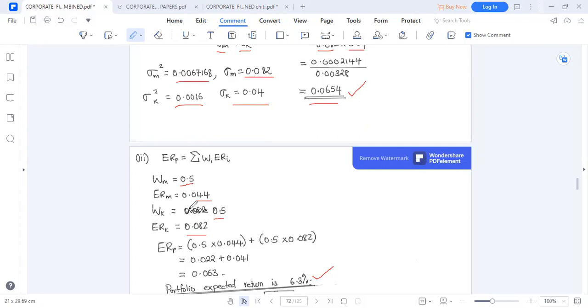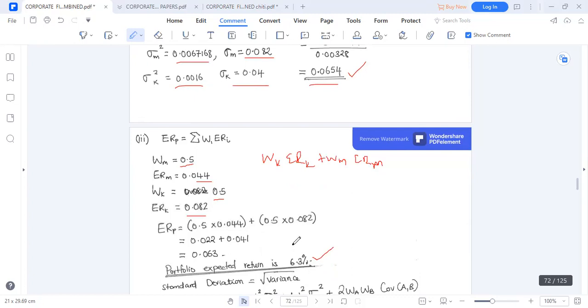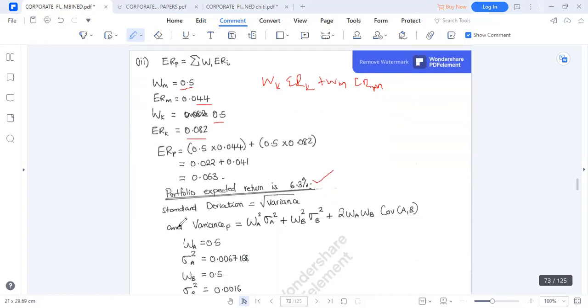Simply weight on Cassava, expected return on Cassava, plus weight on Masupa, expected return on Masupa. Then we just multiplied them and found this average. Now, how do you find the standard deviation? Portfolio standard deviation has its own formula.